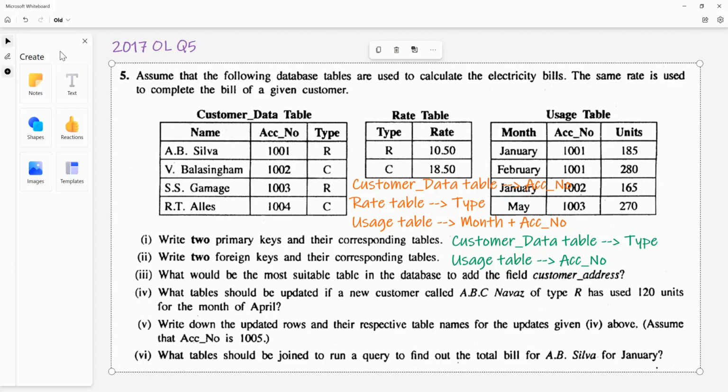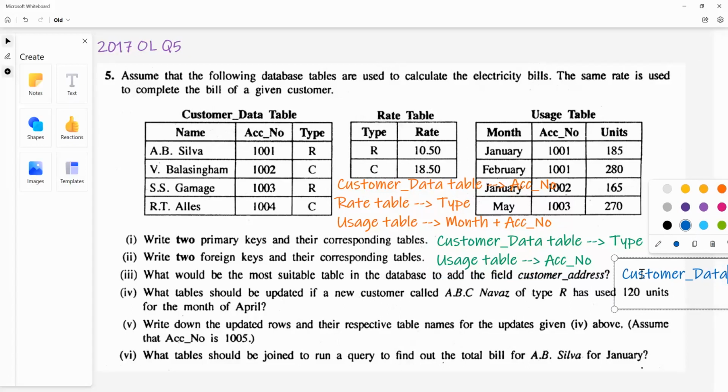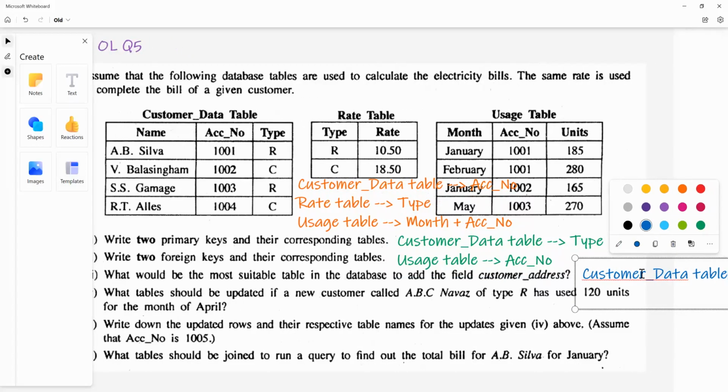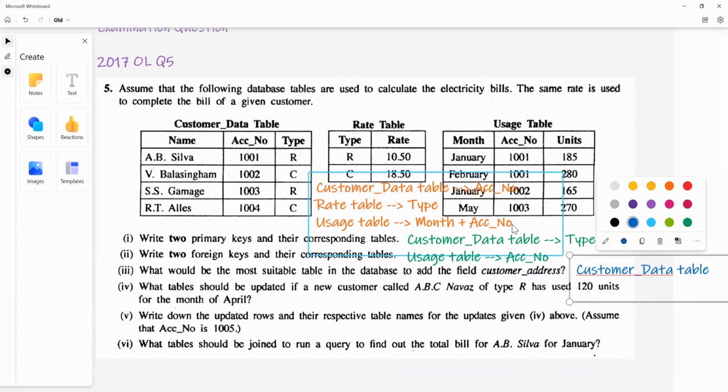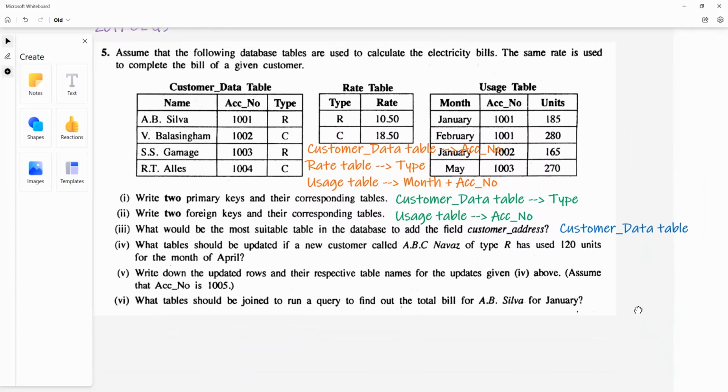So the answer for the third one is we can add this. Yes, customer data. We have to have the customer data table.